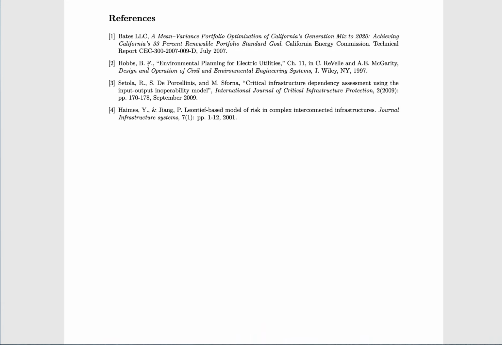The bottom 2 references here are more closely related on the risk side, where we look at using EIO models to do risk assessment. You'll see reference 4 is called the Leontief-based model of risk in complex interconnected infrastructures. You know where this came from: Leontief was the economist that won the Nobel Prize for the EIO models, which were later repurposed to make EIO LCA tools. The model developed in reference 4 is what we'll be using as part of this project.